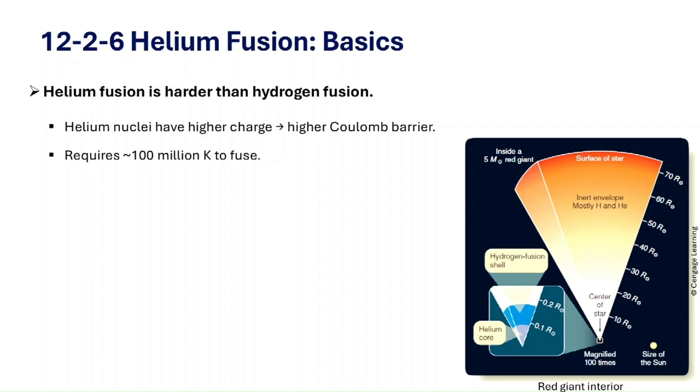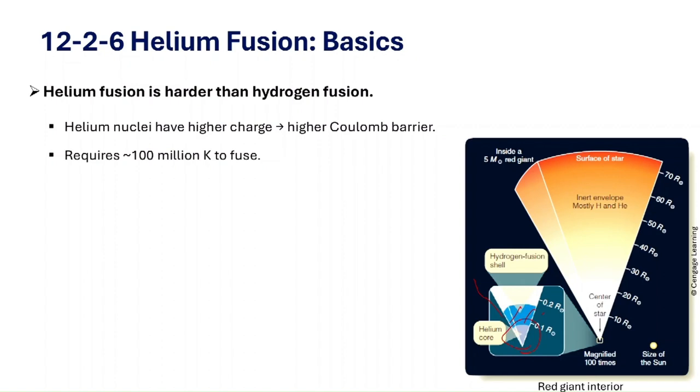Now looking at this figure, you can see the tiny helium core of a 5 solar mass red giant, magnified 100 times. Even though the core is small, it's intensely hot and dense, and surrounding it is the hydrogen fusion shell, which continues to add helium ash to the core while the outer envelope expands and cools. Here, notice the tiny inner core below 0.1 solar radius and the hydrogen shell above it, and the outer layers that make the star appear so enormous compared to the sun.